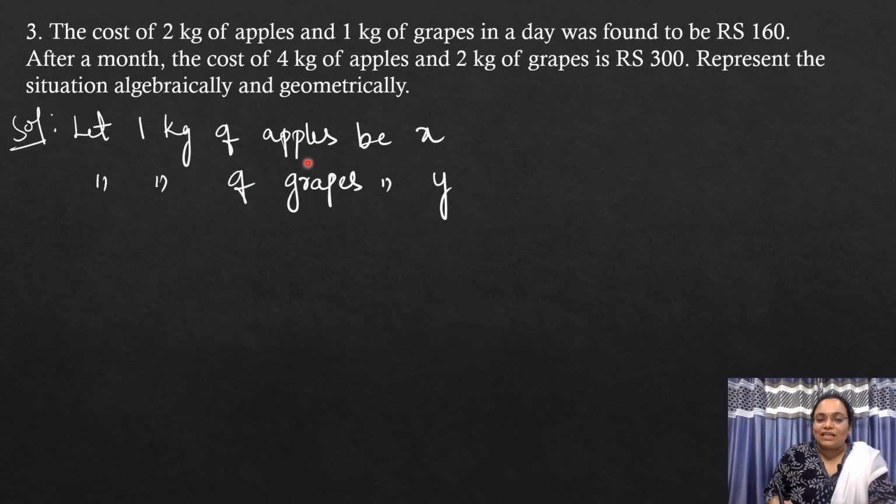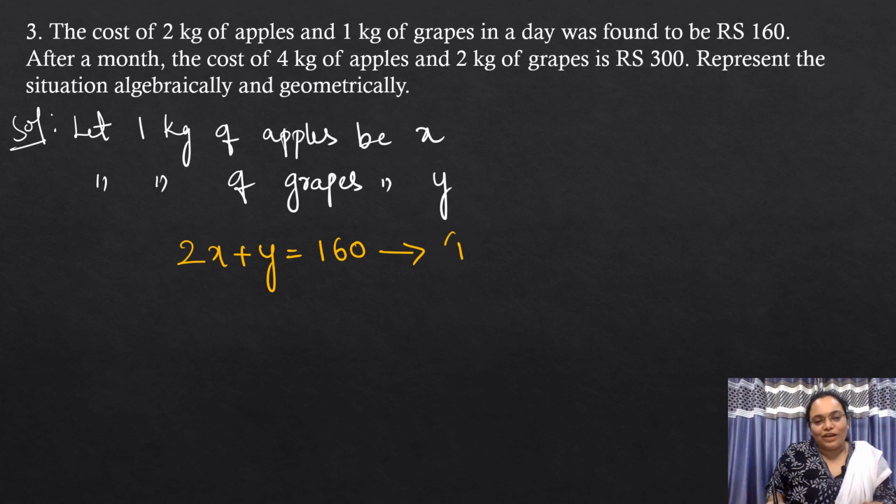So if 1 kg of apple is X, what is the cost of 2 kg of apples? It is 2X. And the cost of 1 kg of grapes is Y. It will be Y only, okay? So it is equals to rupees 160. So the equation will be 2x plus y is equals to 160. So this is our equation 1. Okay. Now let us form the equation 2.